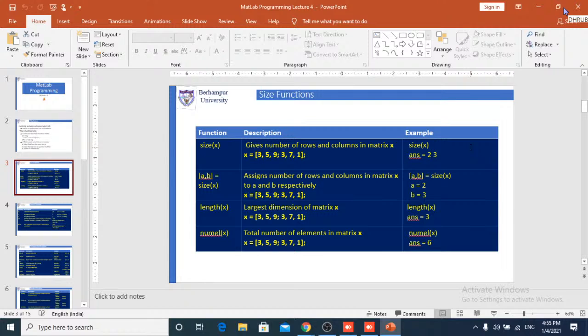Similarly, write a, b within square brackets is equal to size x. It shows you A is the row, B is the column. A is equal to 2, B is equal to 3 for the same vector x. Then next is length.